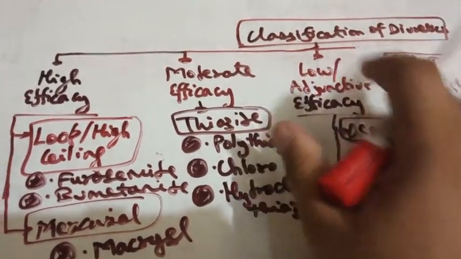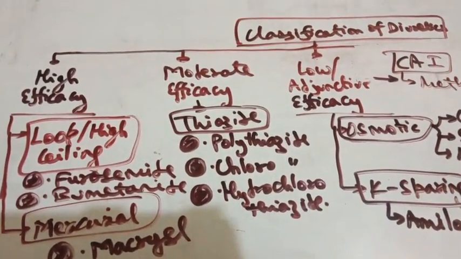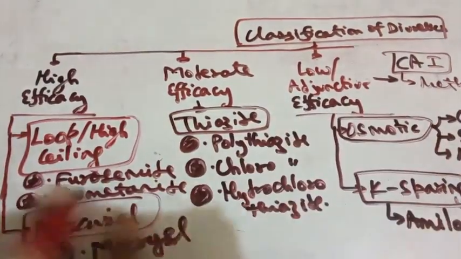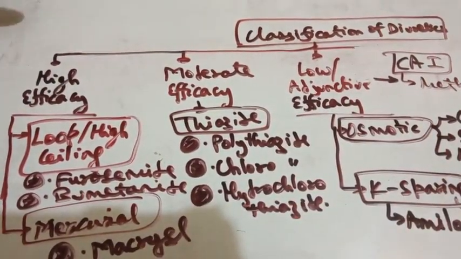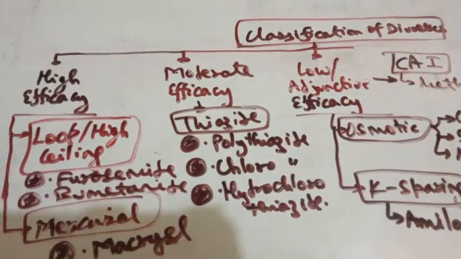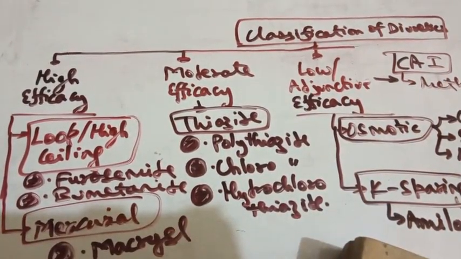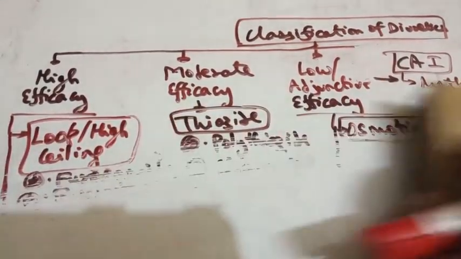Okay, so I will remember one drug, so we can just learn one drug. Okay, so this is a classification of diuretics. Now let's start with the mechanism of action of each class, each subclass, so that we are able to understand better, because mechanism of action is also asked. Okay, and so let me erase this.